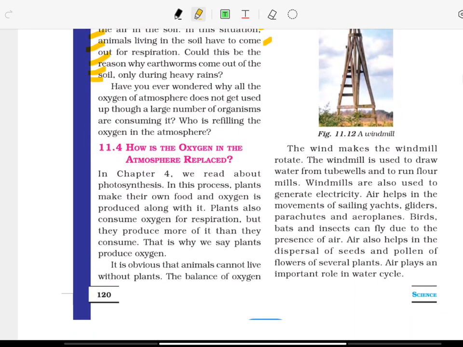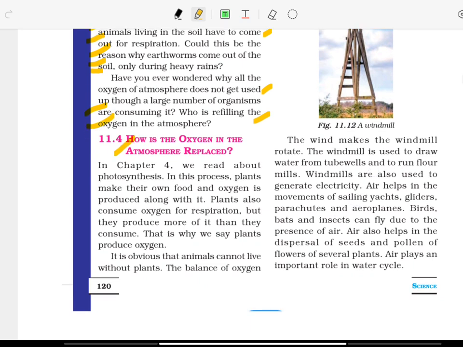Have you ever wondered why all the oxygen in the atmosphere does not get used up, when a large number of organisms are consuming it? Who is refilling the oxygen in the atmosphere? How is the oxygen in the atmosphere replaced? In chapter 4, we read about photosynthesis. In this process, plants make their own food and oxygen is produced along with it. Plants also consume oxygen for respiration, but they produce more of it than they consume. That is why we say plants produce oxygen.